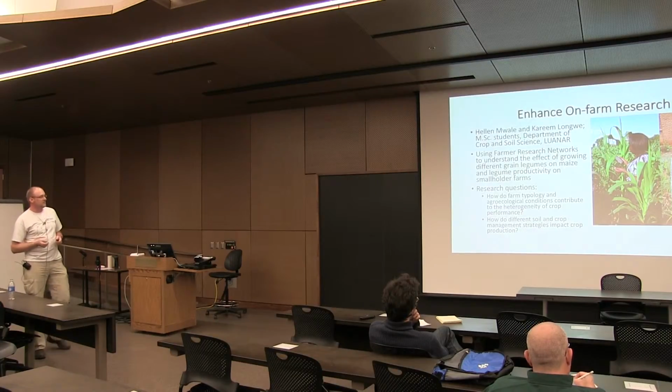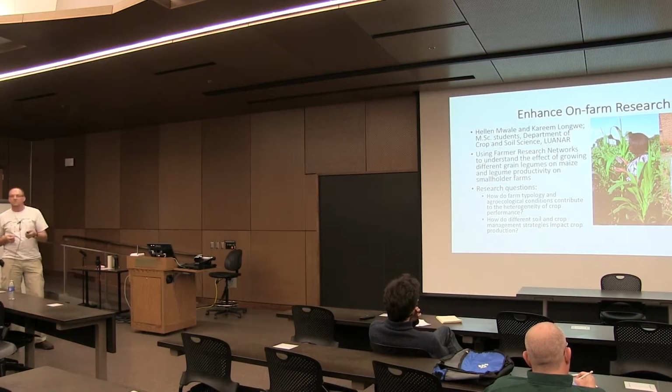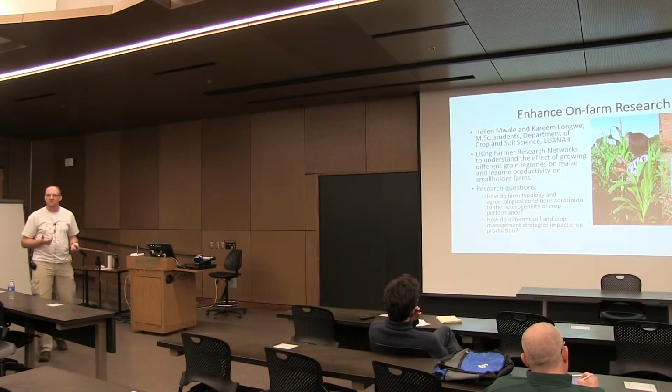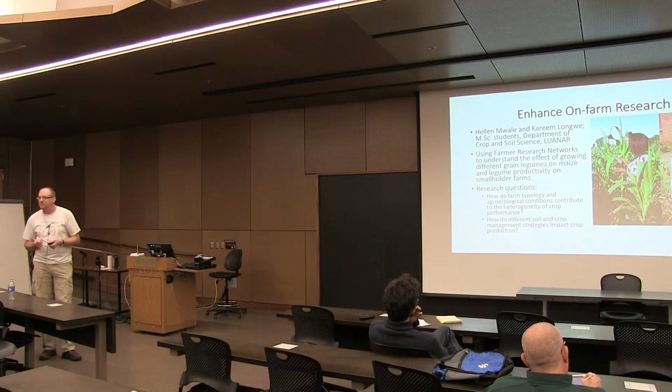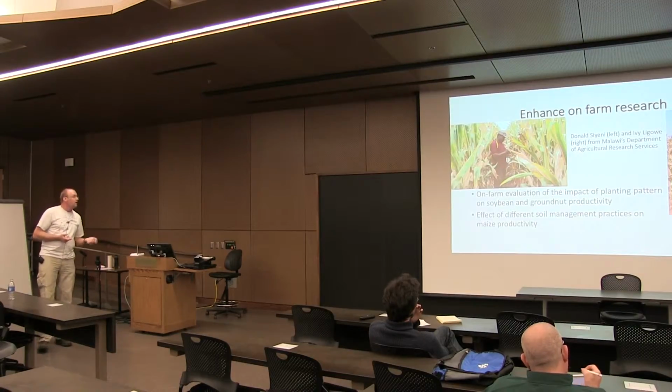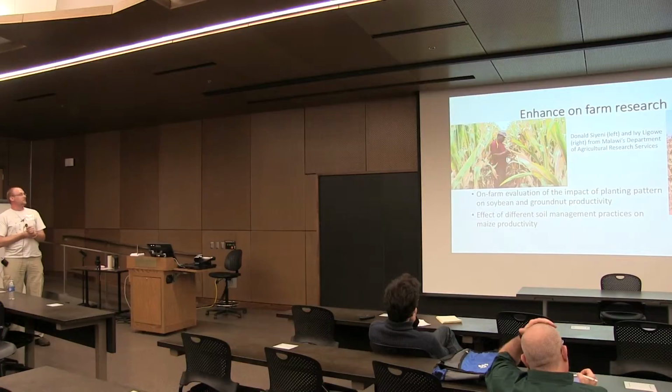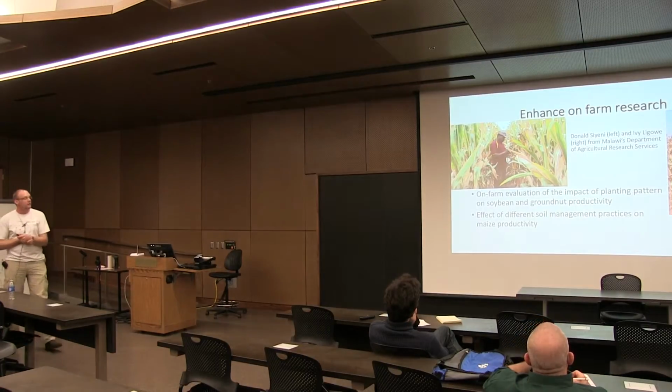So they have these research questions that they want to know. How does farm typology, soil type, resource availability, all these things, and agroecological conditions contribute to the heterogeneity of crop performance? What does all this mean? And how do soil and crop management strategies impact crop production and ultimately food security in these regions of the world?